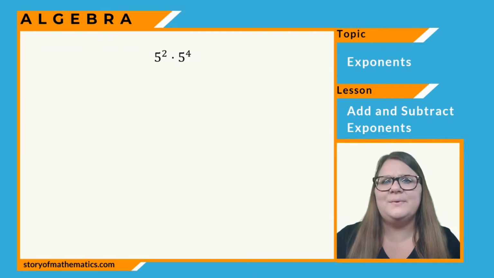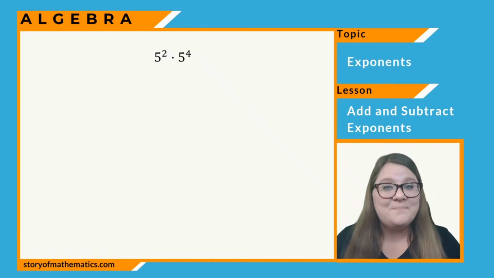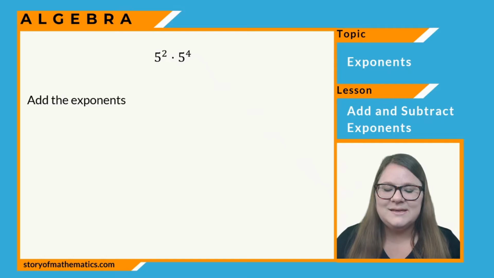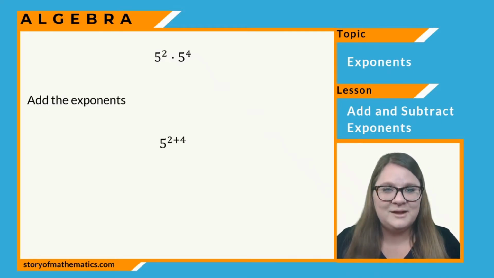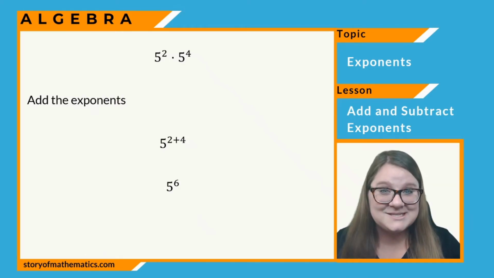So, for example, let's say I had 5 squared times 5 to the 4th. Well, they both have a base of 5. And since I'm multiplying them, I can add the exponents. This becomes 5 to the 2 plus 4. And of course, I can add 2 and 4 to get 6. So this is the same thing as saying 5 to the 6th.